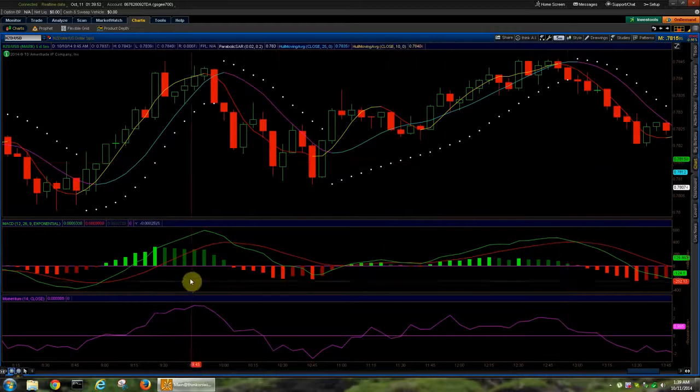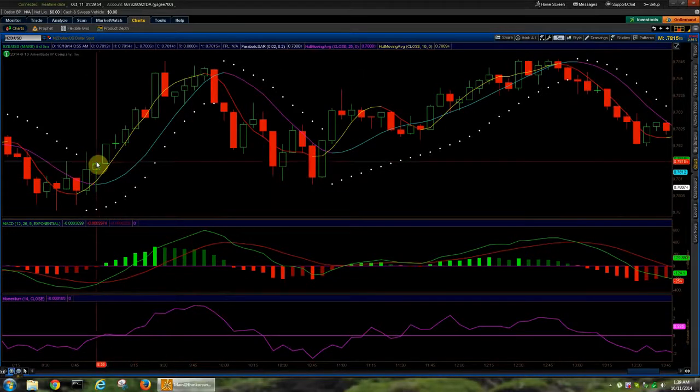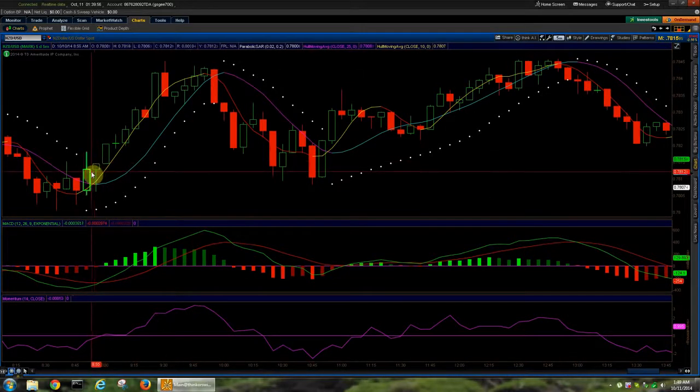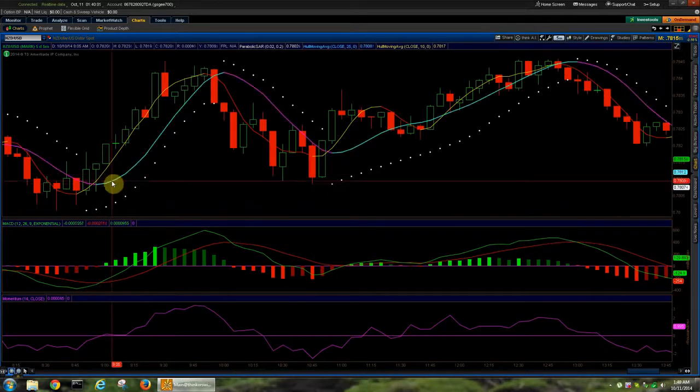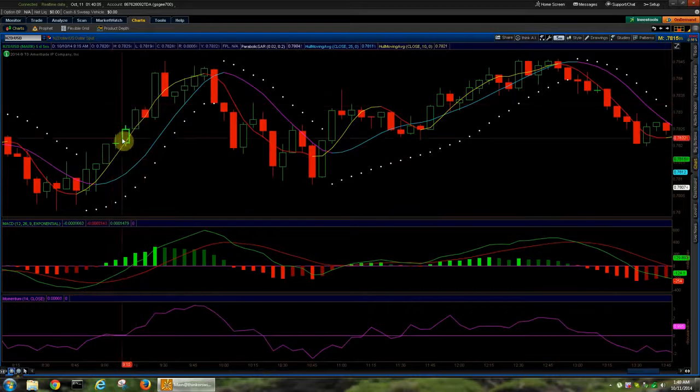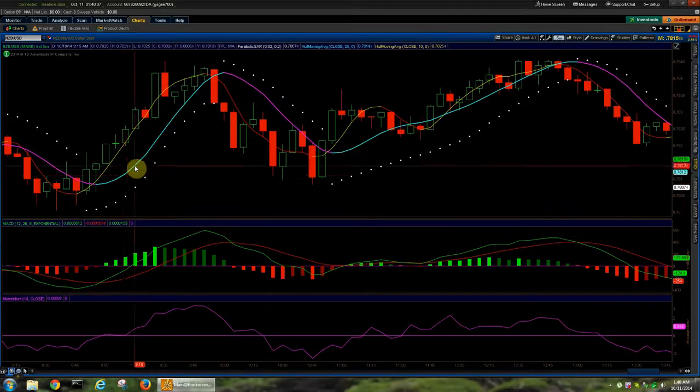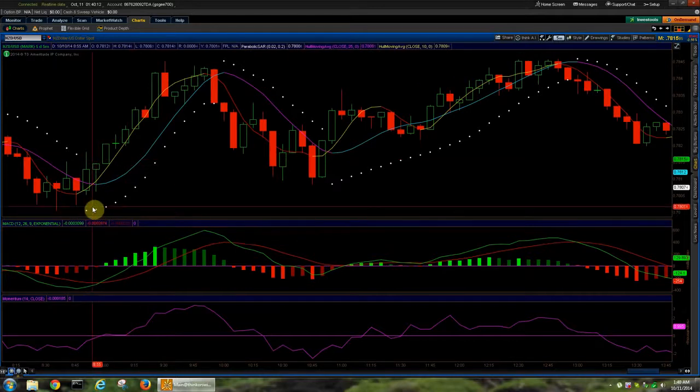Now if we look at an uptrend here, you see the yellow line above the blue line signifying an uptrend. The slope on both these lines is steep. There's space in between them too. The parabolic SAR is on the bottom.